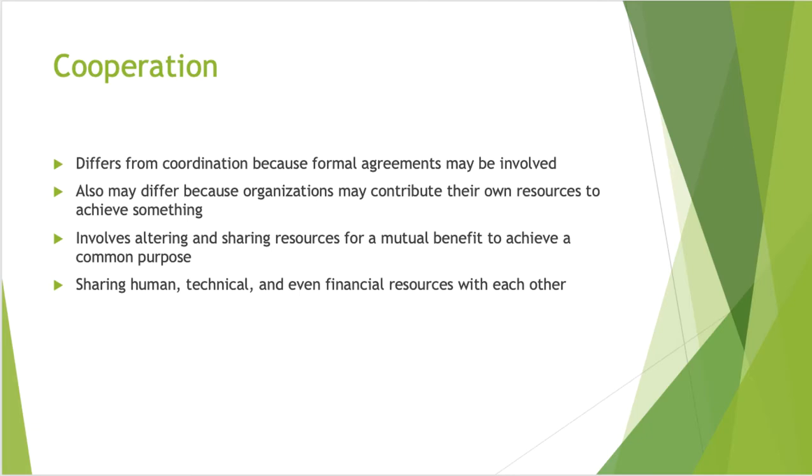So it could be altering and sharing resources, like I said, in order to achieve their common purpose or common goal. Things they could share include human resources, people. They may share people, like liaisons. They could share technology, financial resources, all that kind of stuff. In this case, they can also share data elements, so that is included as well.